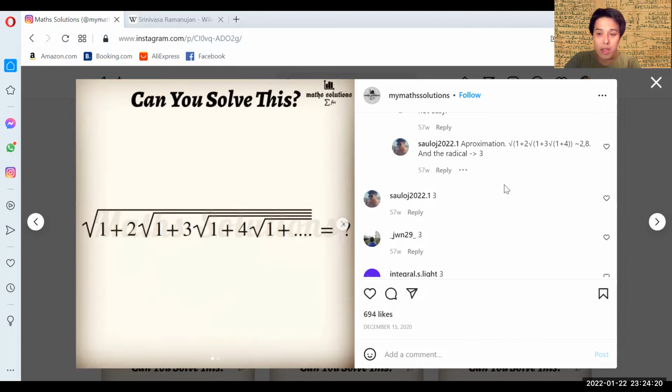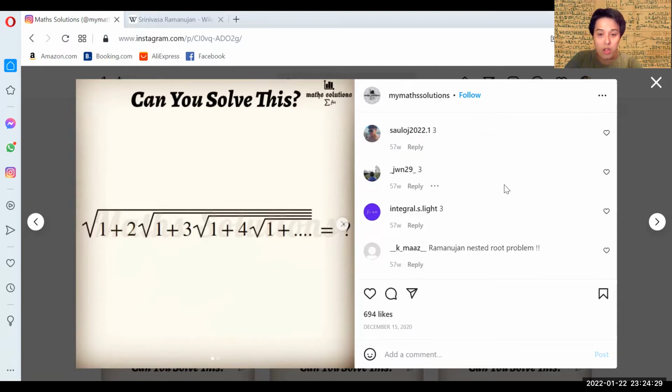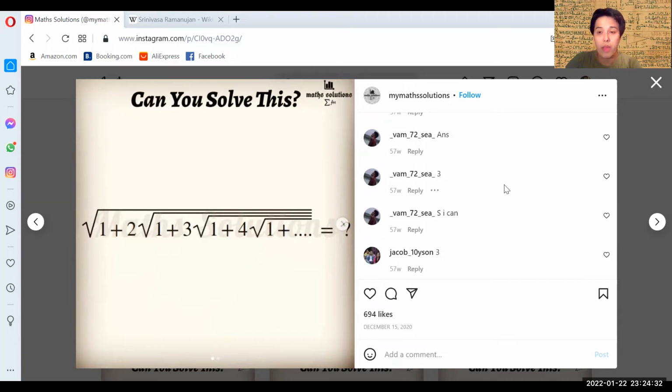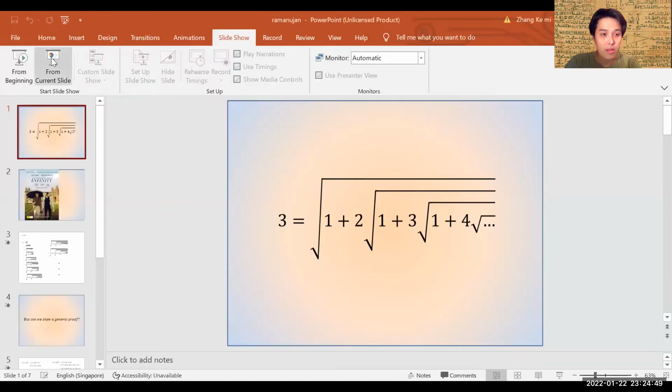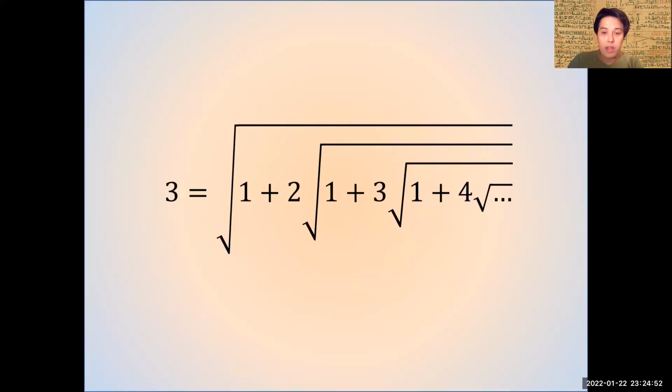But is there a way to prove and generalize this entire thing algebraically and solve it more effectively? So I'm attempting this question, and I hope I'm able to solve it and provide some insight towards this famous mathematical problem. Coming back, I'm going to share my screen one more time. This is the problem. I wrote it down in my PowerPoint: I put the 3 on the left-hand side and the entire nested radical on the right-hand side.